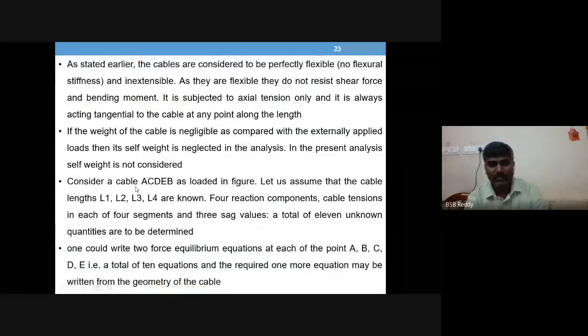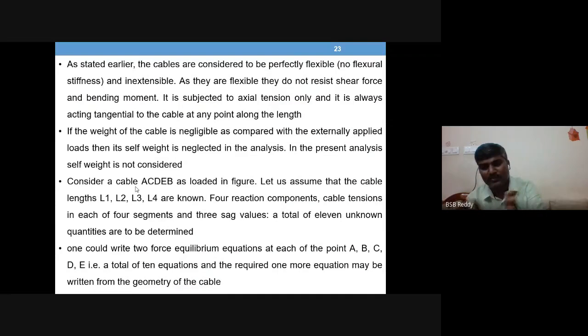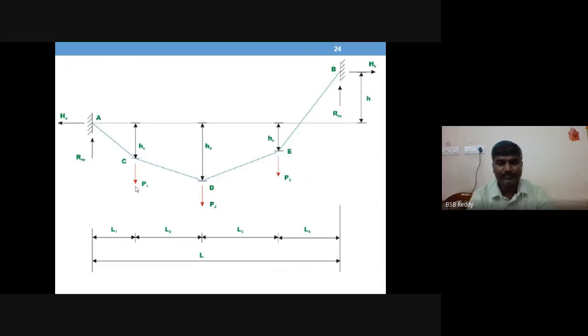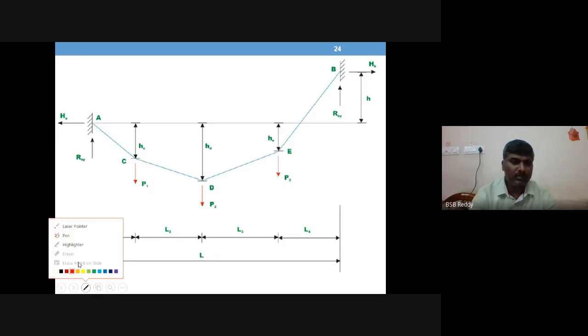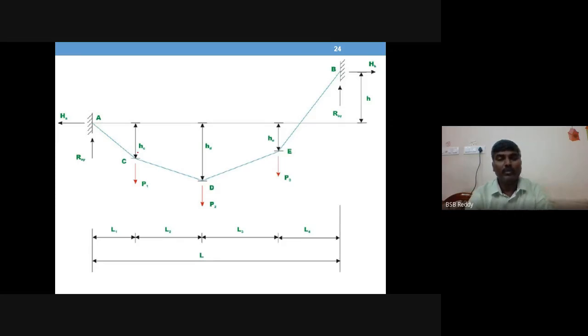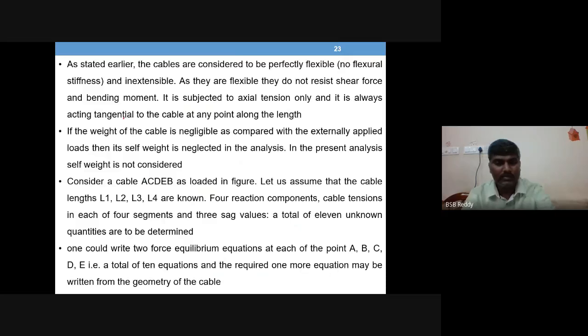Right. So here it is another example taken with so many point loads. Okay. That is what is given here. So it is some cable having so many point loads. Say there are 3 point loads taken: P1, P2, P3, and two different elevations. So what is here is, so 4 reaction components.